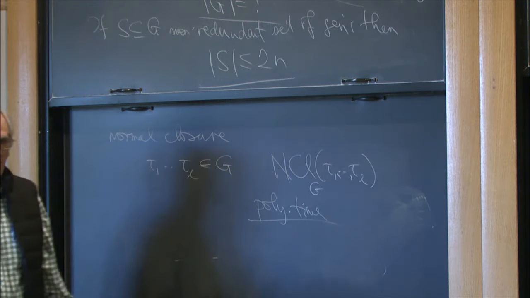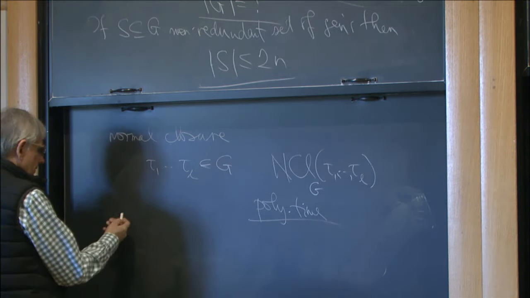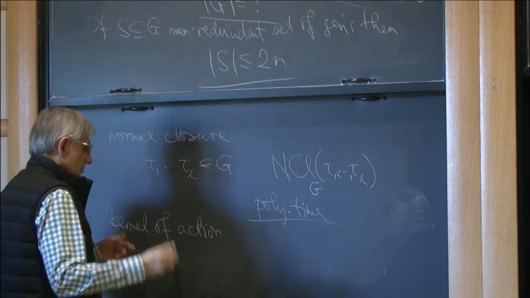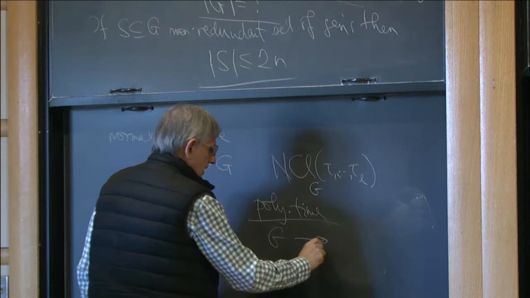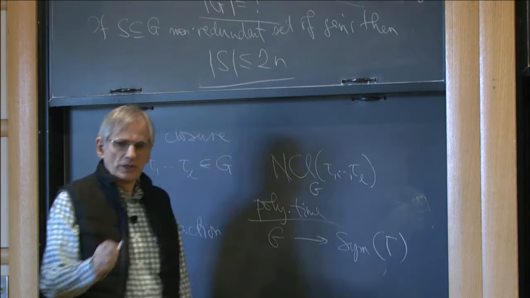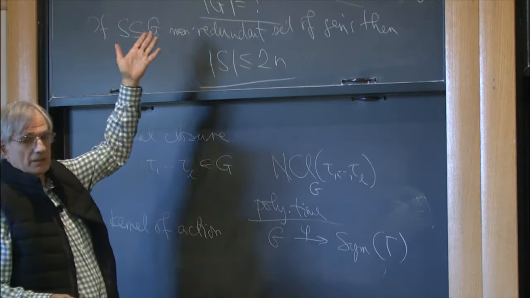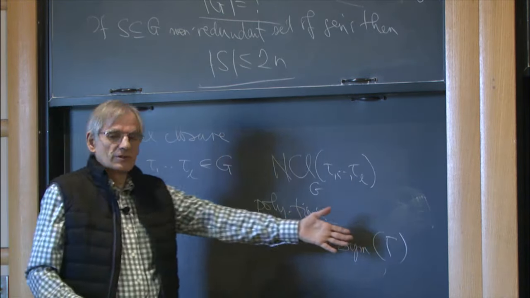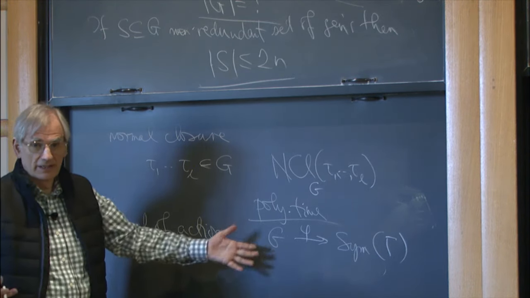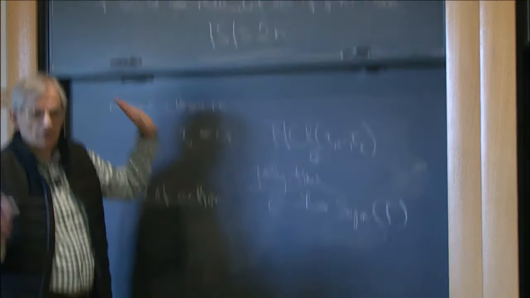Basically the fundamental, and from this, the kernel of action. If we have a permutation group G, and we map it into another permutation group, then this is an action. So this group G is defined as a group acting on a set omega, but it acts on another set also. Then we are very much interested in the kernel of that action, and that again can be computed in polynomial time. That's a combination of membership and normal closure.